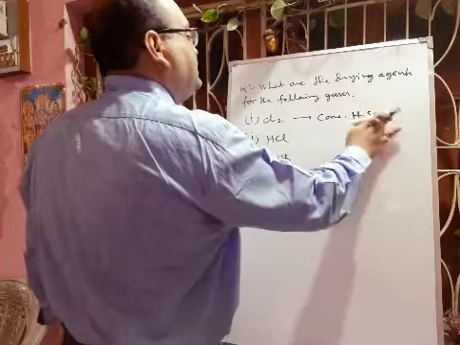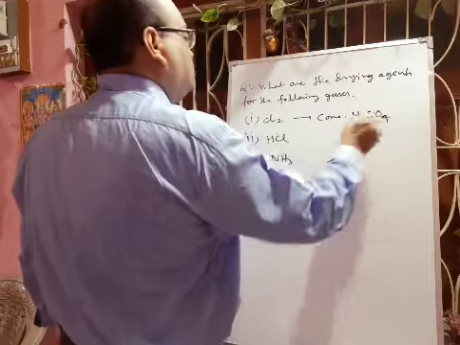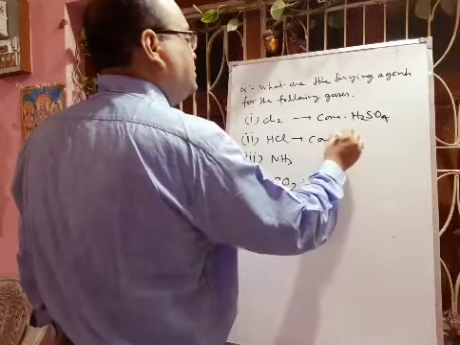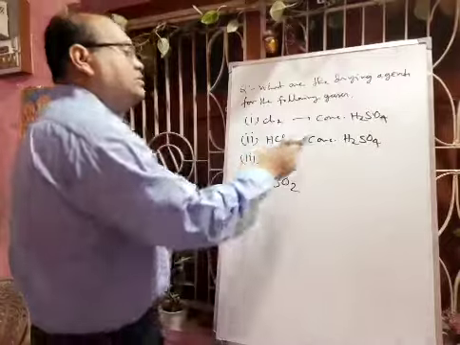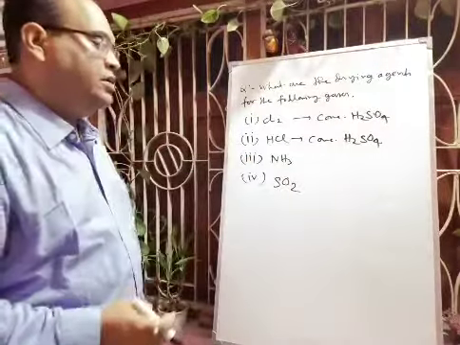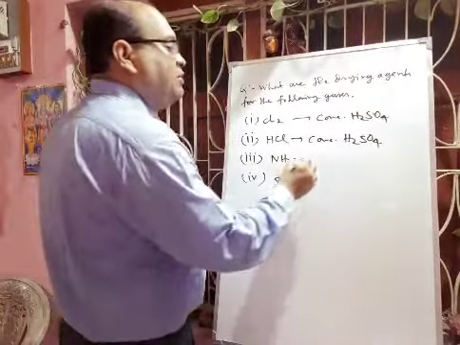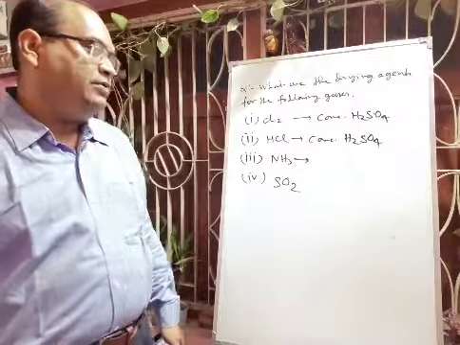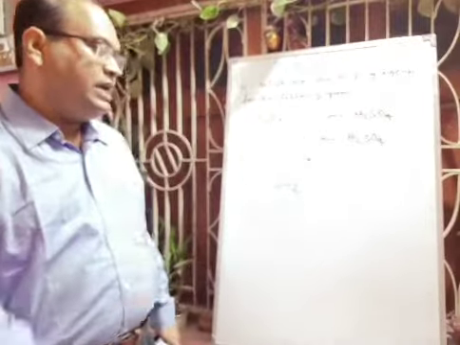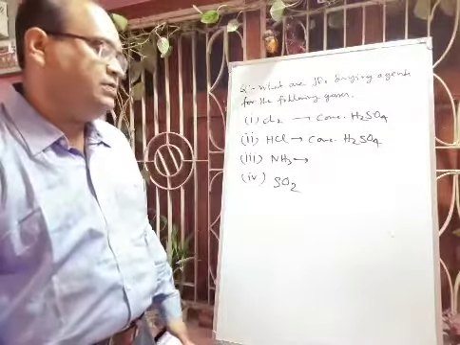And in case of HCl, you can also use concentrated sulfuric acid. So concentrated sulfuric acid is the drying agent, okay? Because HCl will not react with this H2SO4. But in case of ammonia, if we give concentrated sulfuric acid, definitely there will be formation of salt. Okay, ammonium sulfate will be formed and that will react. So here we cannot use concentrated sulfuric acid.